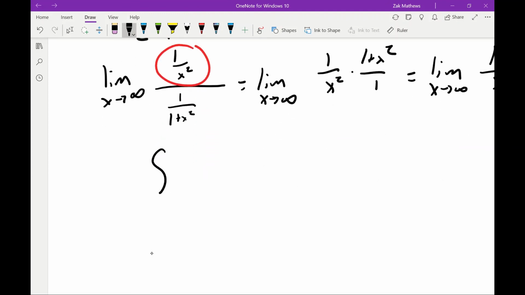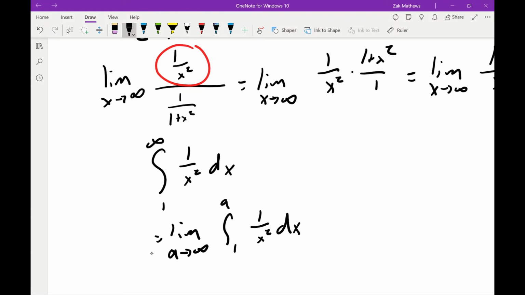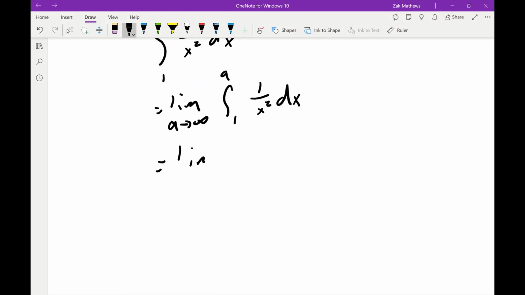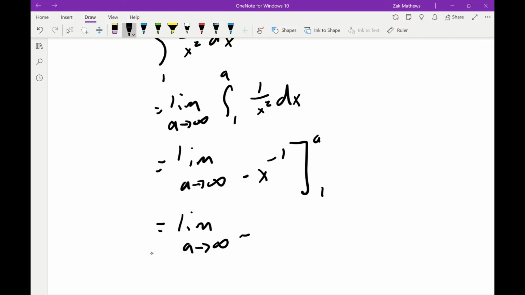So the integral from 1 to infinity of 1 over x squared dx. We first need to write that with limits. We'll call it the limit as a goes to infinity of the integral from 1 to a of 1 over x squared dx. And the antiderivative of that would be x to the negative 1 with a negative in front. We're evaluating that from 1 to a. So we'll have the limit as a goes to infinity of negative a to the negative 1 minus negative 1 to the negative 1.